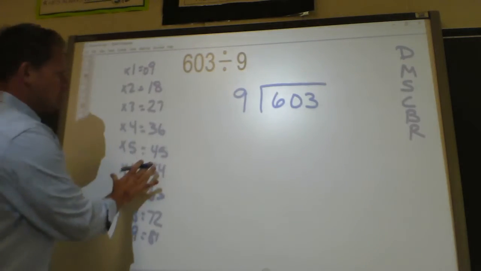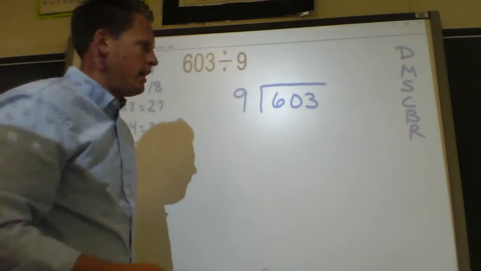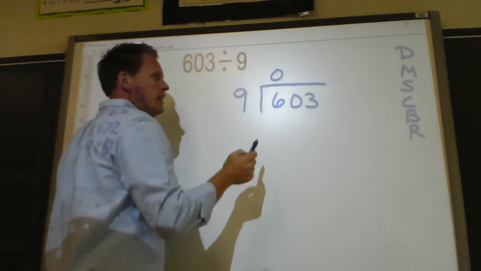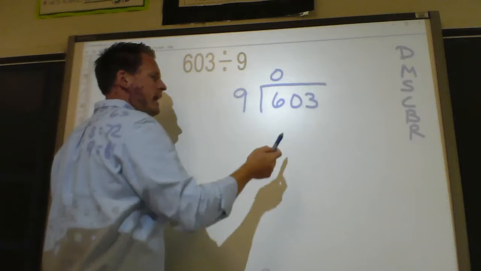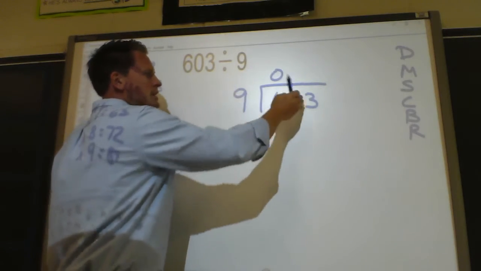So here we go. Now that I have this done, I've got my problem set up, I've got my steps over here. The very first thing is divide. How many times does 9 go into 6? It doesn't. If I want to go through all the steps, I can. But what I'm going to end up with is how many times does 9 go into 60?